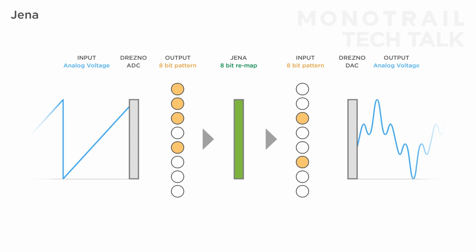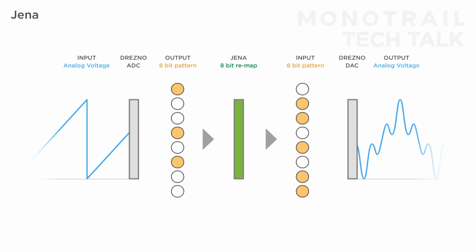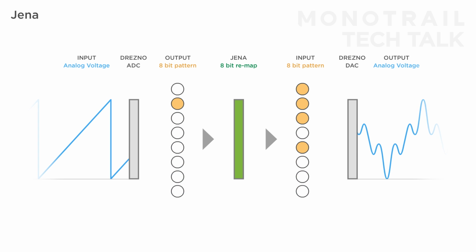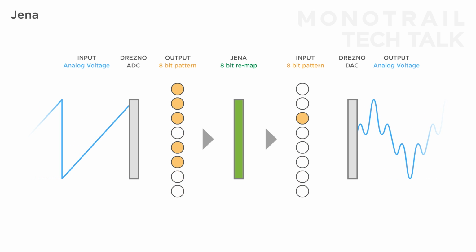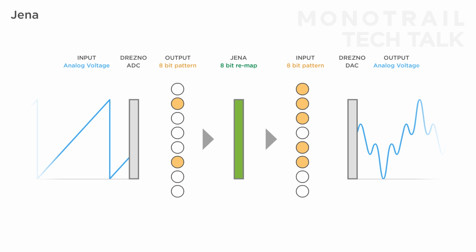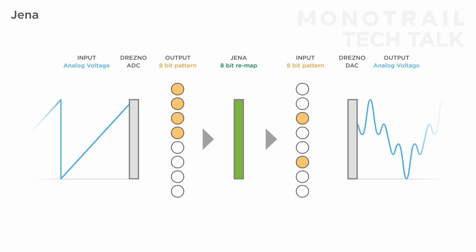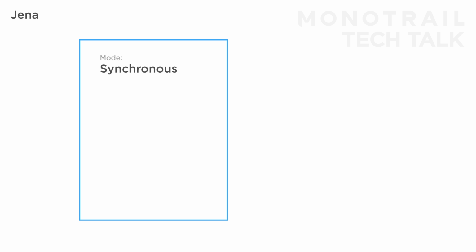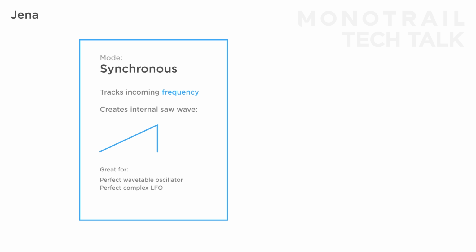Here you see the animation I used earlier that shows how a perfect incoming saw wave gets remapped and out comes a different waveform. In practice though, it can be hard to get a perfect saw wave perfectly in between the minimum and maximum conversion range. Anything but a perfect saw wave could cause distorted waveforms. In order to avoid this, Jena has what it calls a synchronous mode. In this mode, Jena tracks the frequency of the incoming signal and creates a perfect internal saw wave as the source for its conversion. This is great if you want to use Jena as a clean wavetable oscillator, complex LFO, or for some pattern functions.